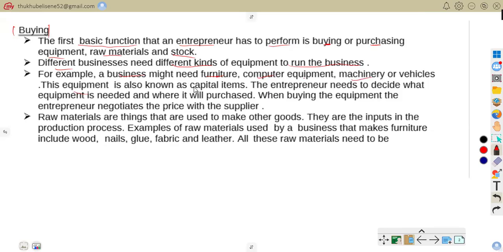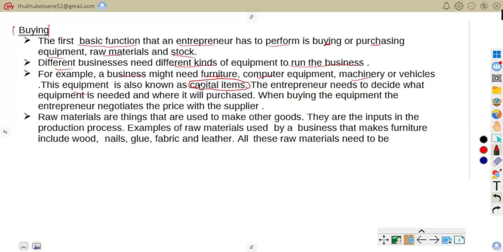So this equipment is called capital items. So now we're talking about what? Capital items in short. Equipment such as furniture, computers, machinery, and vehicles are called what? Capital items. So that is that. It means the business needs those capital items to run smoothly, to run successfully.